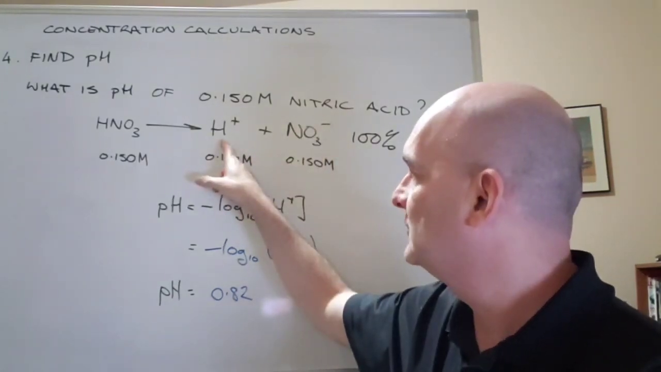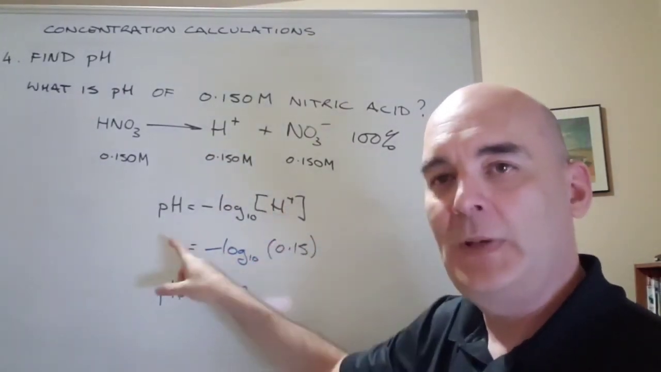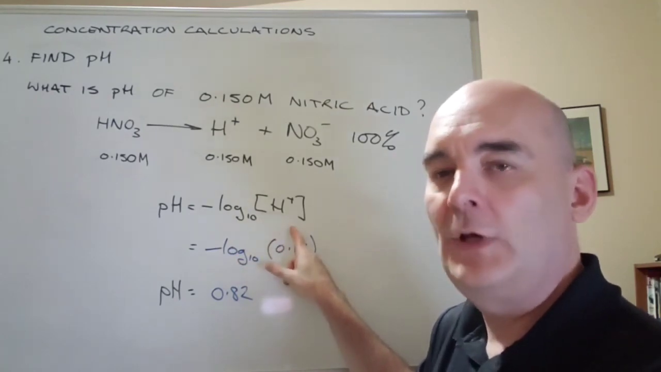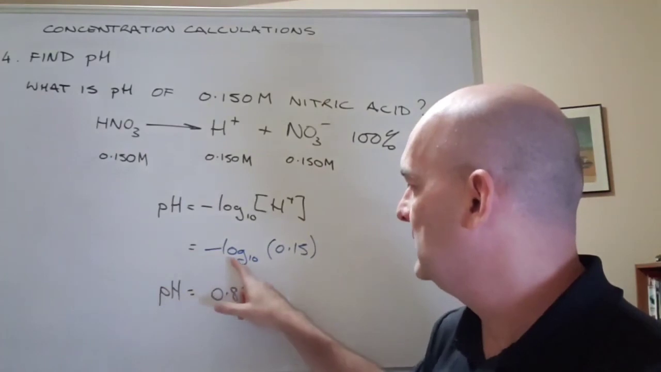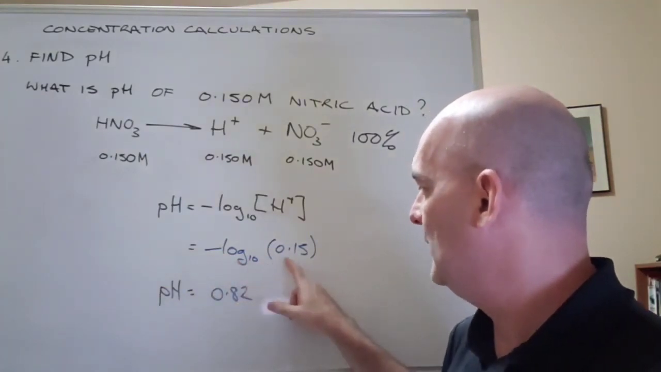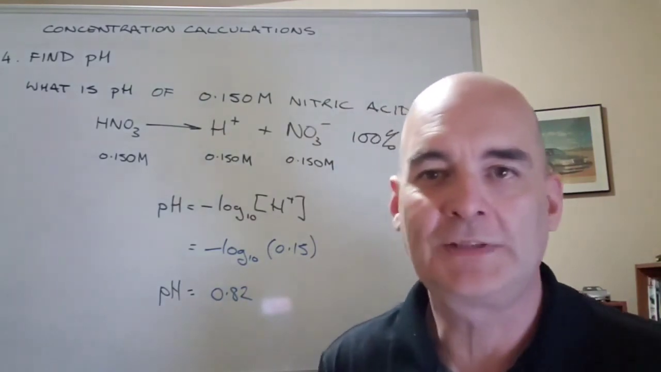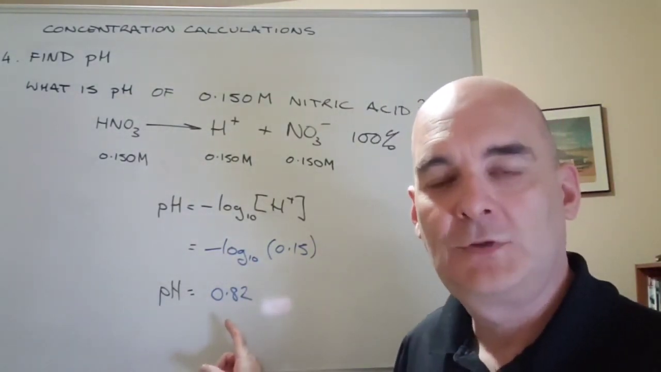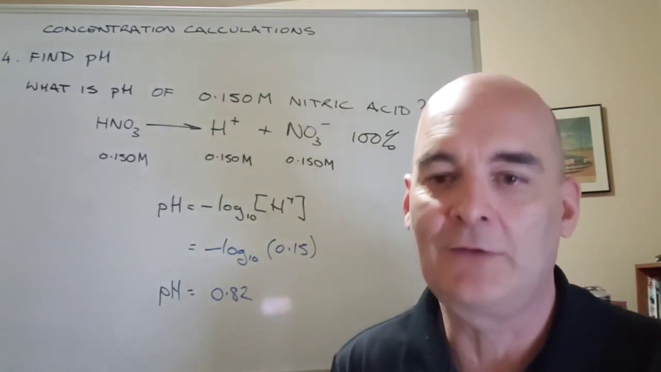That H+ goes directly in this box because pH is the negative log to the base 10 of the hydronium ion concentration. So pH equals negative log to the base 10 of 0.15. The pH of this acid, a strong acid, comes out between 0 and 1, where we would expect strong acids to have their pH.